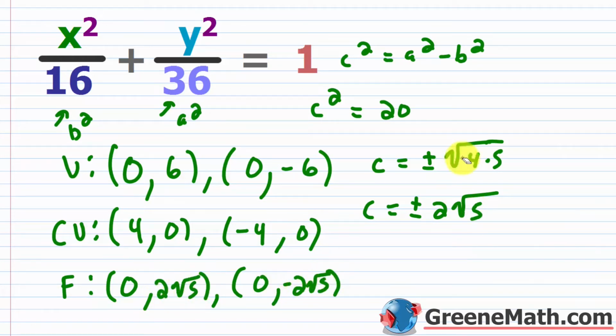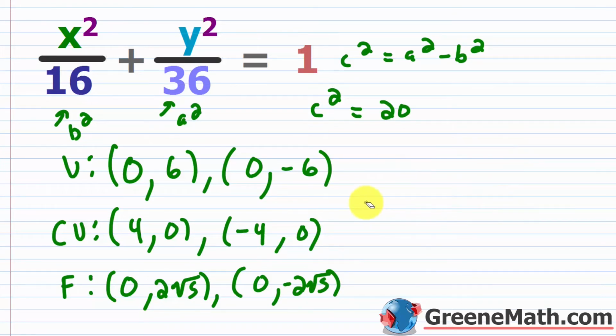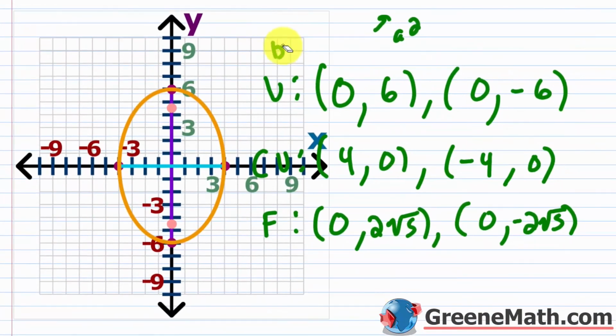Again, c is technically a distance, but you're traveling from the center up by 2 times square root of 5. And then you're traveling from the center down by 2 times square root of 5. So that's how you get those coordinates. Okay, so let's copy this, and let me erase this.